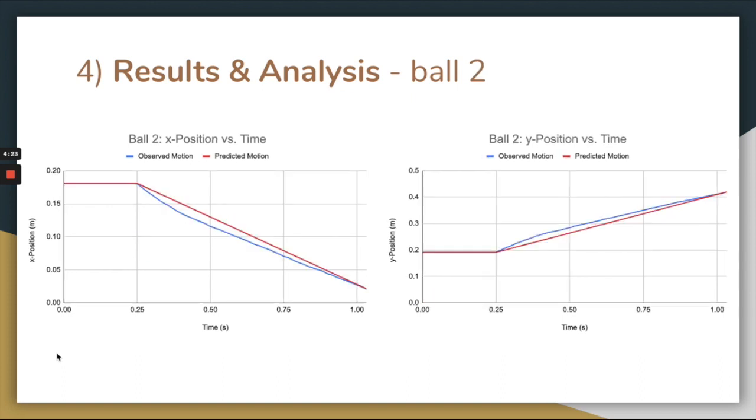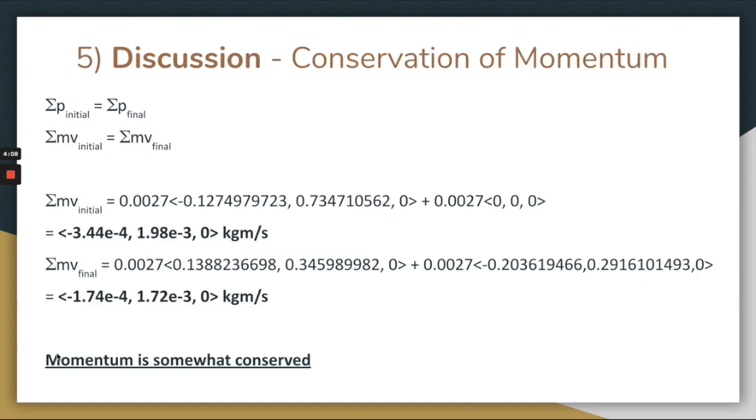Here are the same two graphs for ball 2. Ball 2 probably slipped even more than ball 1 as it was originally at rest, thus explaining the larger discrepancy in position values, both x and y, following the collision. The same improvements mentioned before would also help here. Now to answer some questions about the lab.